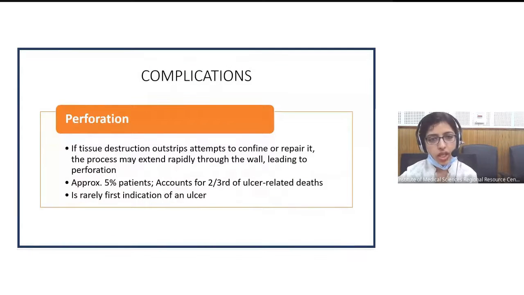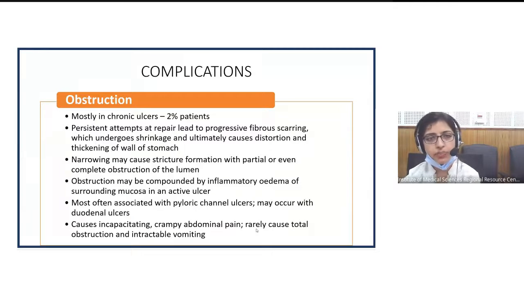Then perforation. Now, if tissue destruction outstrips attempts to confine or repair it, then the process will extend rapidly through the wall, and ultimately the entire wall is ulcerated or a portion of the wall is lost, and then it undergoes perforation. And 5% of the patients can show this complication, and two-thirds of the ulcer-related deaths occur because of perforation. However, usually the patients are diagnosed cases. It is rarely the first presentation of an ulcer.